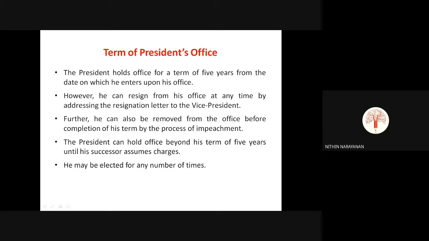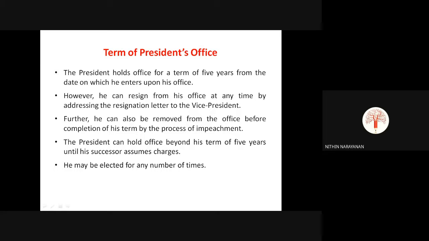Then terms or duration of the president's office. What is the term of the president's office? നമുക്കറിയാം, the term of the president's office is 5 years. അല്ലെ, the president holds office for a term of 5 years from the date on which he enters upon his office. 5 year ആണ് അതിന്റെ ഒരു ടെനർ എന്ന് പറയുന്നത് അല്ലെ.